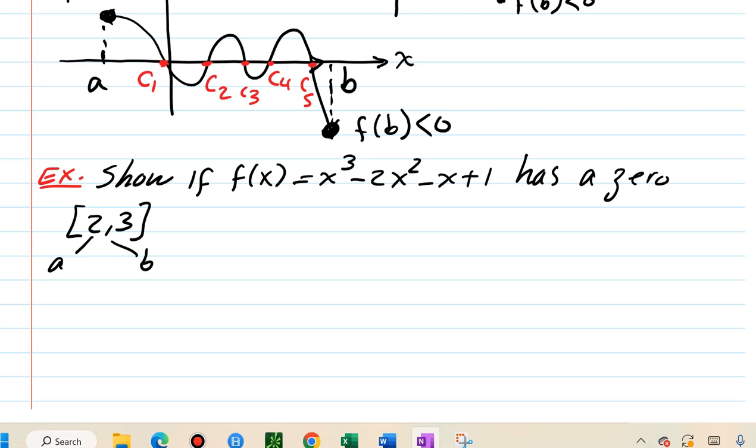So for this, we're going to use synthetic division. My synthetic division table is 1, minus 2, negative 1, 1. And I'm going to put 2 here, bring the 1 down.